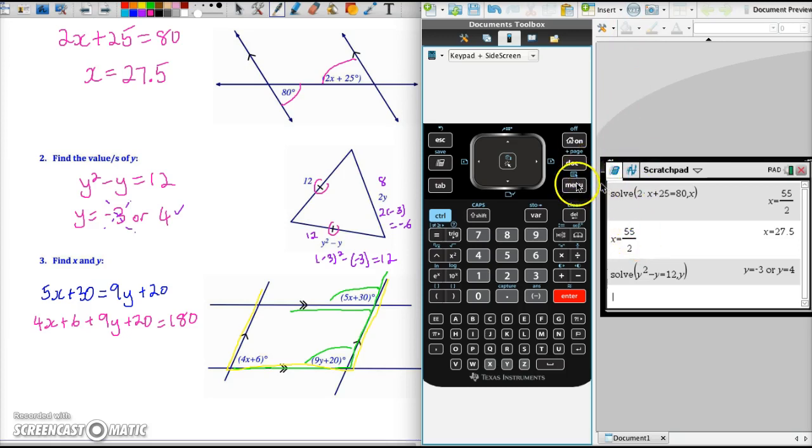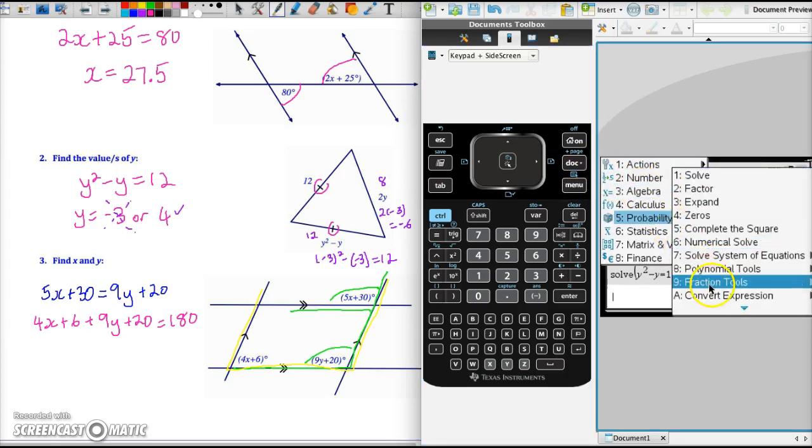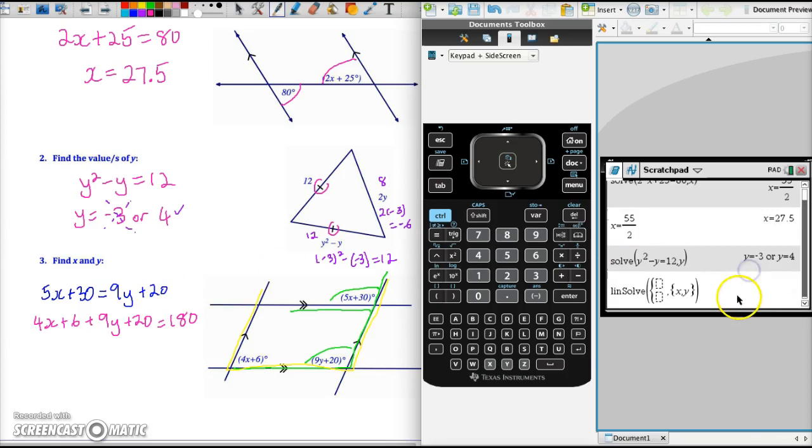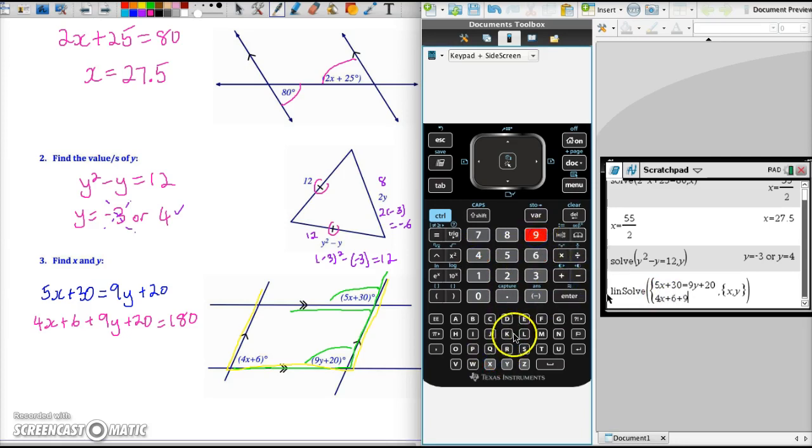So if I come over here, slightly different now, menu, algebra is the same start, but this time I want a system of equations, and it is a system of linear equations. Two equations, as you can see, two variables, in this case x and y. So we click OK, and now we need to enter the two equations. So 5x plus 30 is equal to 9y plus 20. Second equation, 4x plus 6 plus 9y plus 20 is equal to 180.